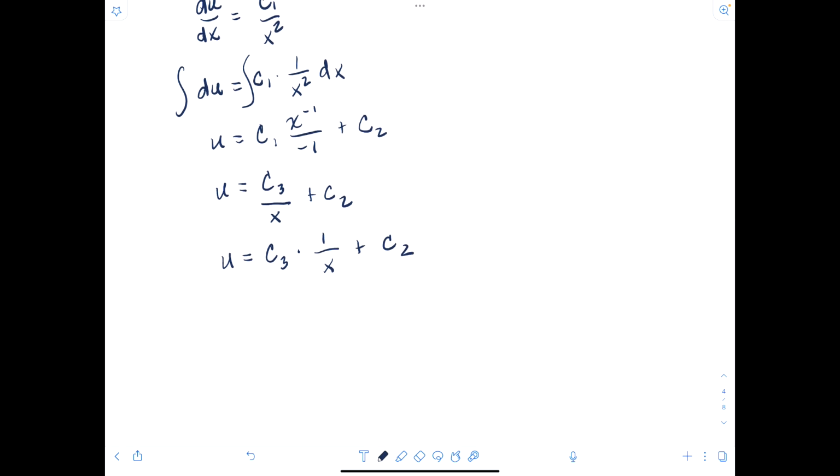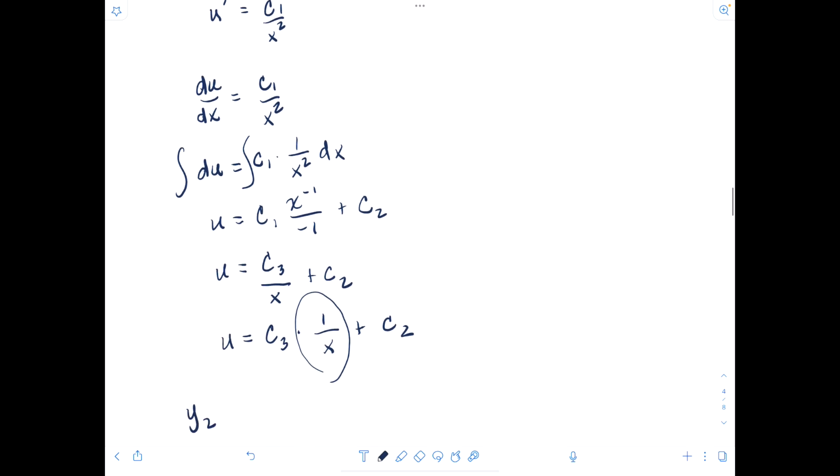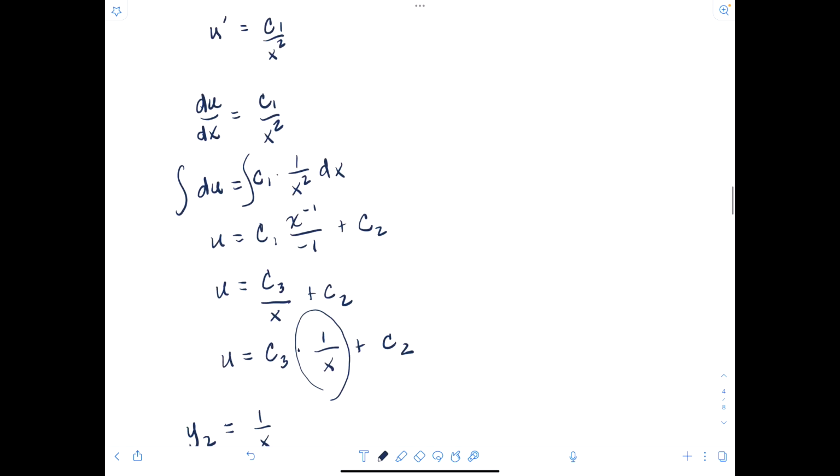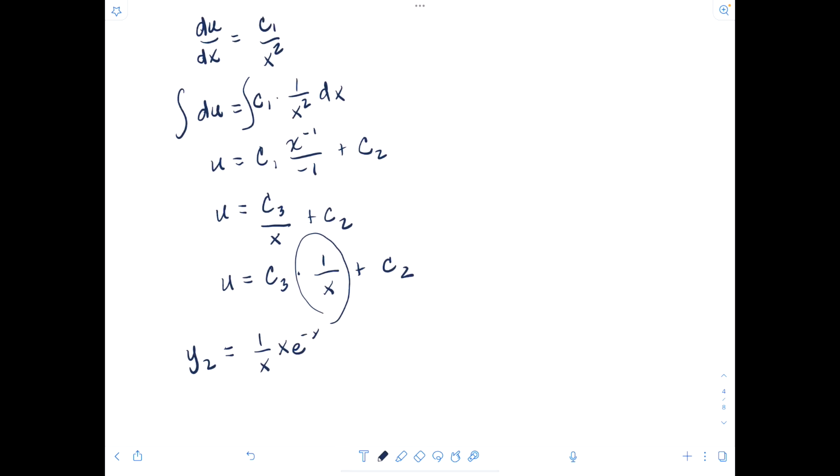So now this can be part of my other answer, because y2, remember, is equal to my u, which I'll just call 1 over x, right? And then times x e to the negative x. And what is that? Beautiful. That is just equal to e to the negative x. And we're all done.